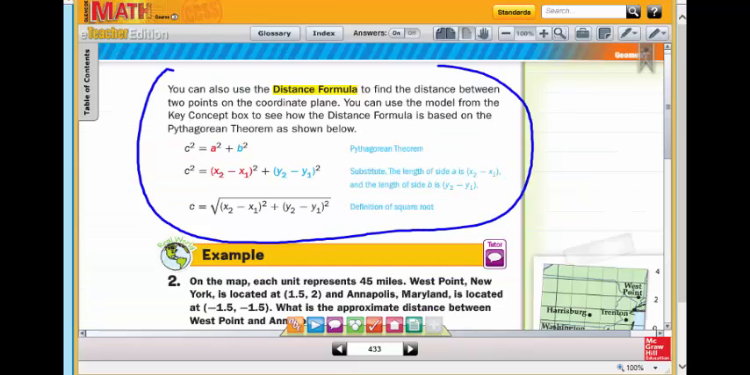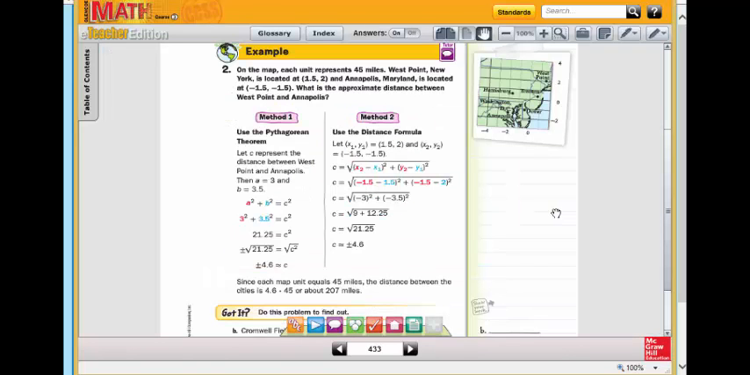And you can see here where they talk a little bit about what I just talked about, the fact that the distance formula is just another form of the Pythagorean theorem, as we've been talking about quite a lot. Let's take a look at example number 2. Number 2 says, on the map, each unit represents 45 miles. So we're going to circle that and remember to come back to that later.